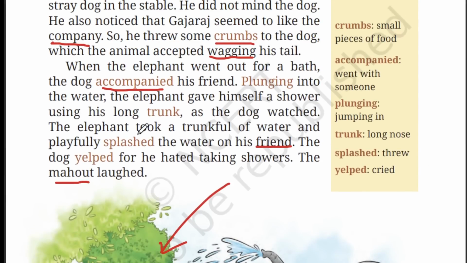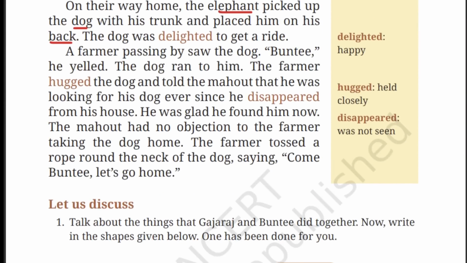So, using his trunk, what happened? The elephant took the dog and placed him on his back like this. The dog is sitting in this place. The dog was delighted to get a ride. Delighted means happy. Okay.